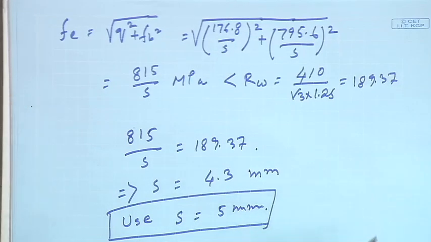So, what we have seen in this example, that the depth of weld is given, but size of weld was not known. So, for designing this, we have assumed certain size of weld and then we have made equal the equivalent stresses due to external forces equal to the weld strength. So, by making equal of this we could find out the size of the weld, right.